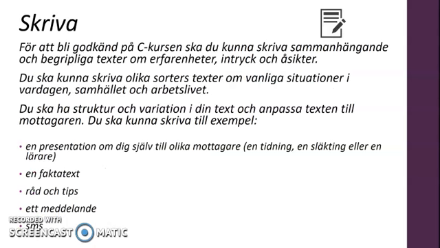Writing. To pass Course C, you should be able to write coherent and comprehensible texts about experiences, impressions, and opinions. You should be able to write different kinds of texts about common situations in everyday life, society, and working life. You should have structure and variation in your text, and it should be adapted to the receiver. You should, for example, write a presentation about yourself to different receivers, a newspaper, a relative, or a teacher. Factual texts and advice, messages and SMS.